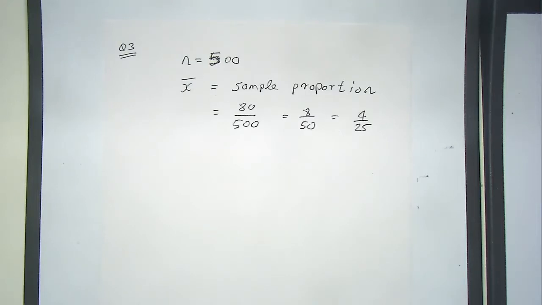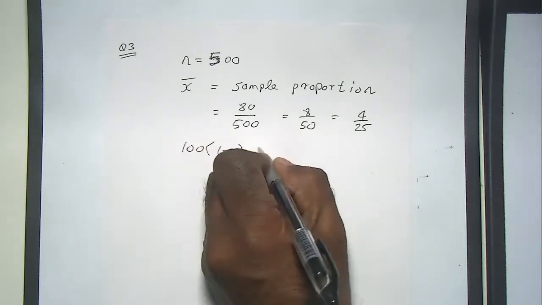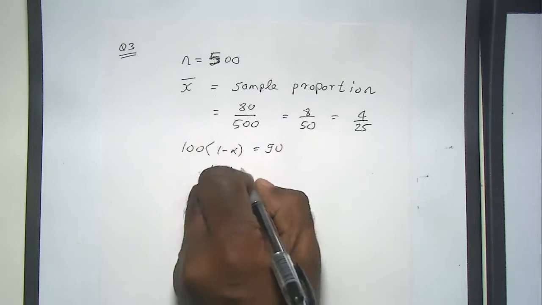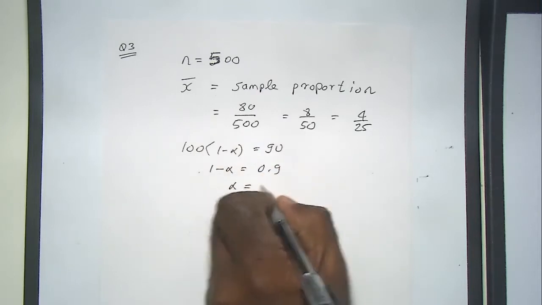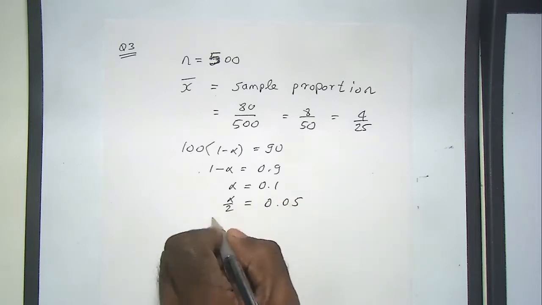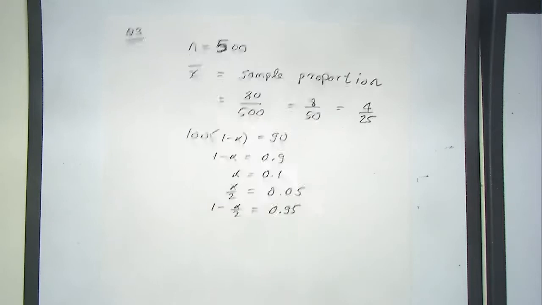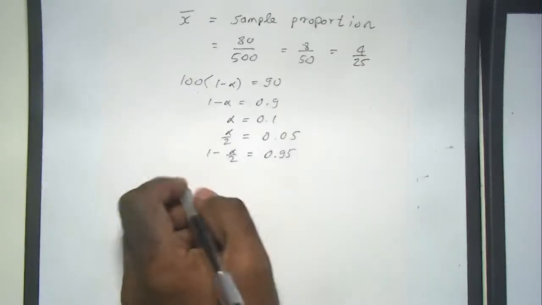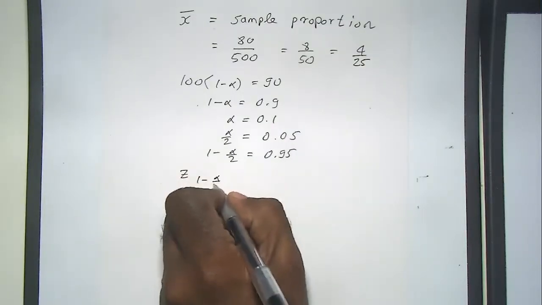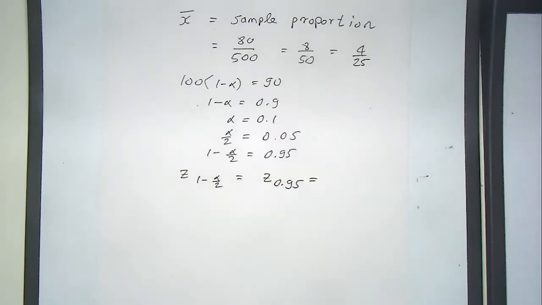Okay. Now we want to find a 90% confidence interval. So 100 times 1 minus alpha is 90, right? So 1 minus alpha is 0.9, alpha is 0.1, alpha by 2 is 0.05, and 1 minus alpha by 2 is 0.95, right? You follow me? So you want to find the z at 1 minus alpha by 2, which is z at 0.95. Now if you read this off the table, you have the tables in front of you, right?